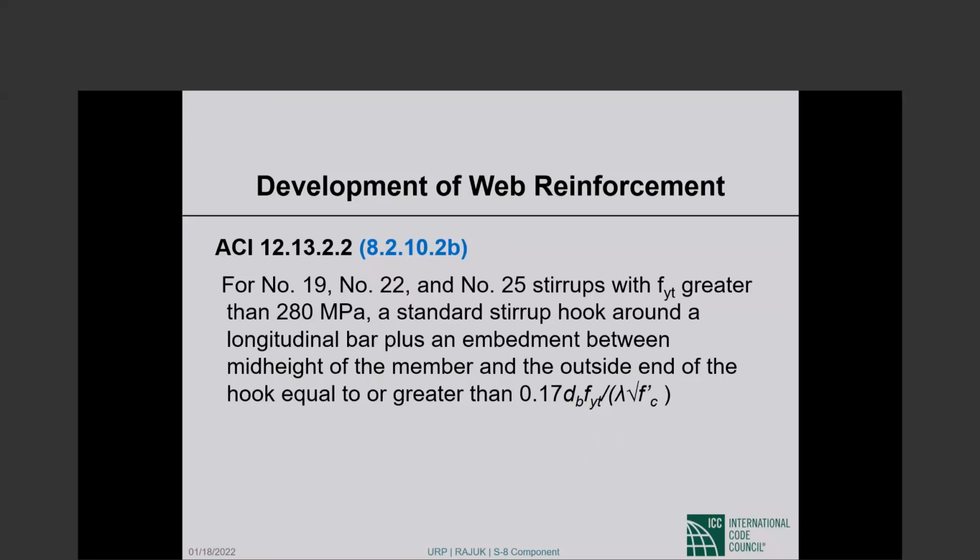So for the larger bars that are not grade 40, these are large size stirrups, number 19, 22, 25. These are not terribly common, I would say. Standard stirrup hook around a longitudinal bar plus an embedment between mid height of the member and the outside of the hook equal to or greater than the quantity given.